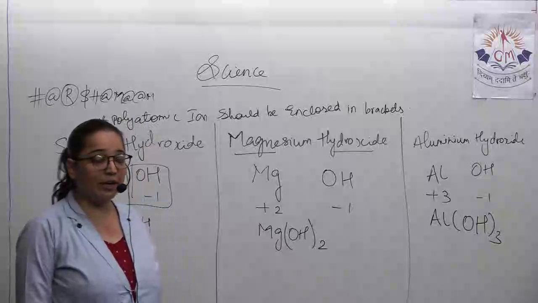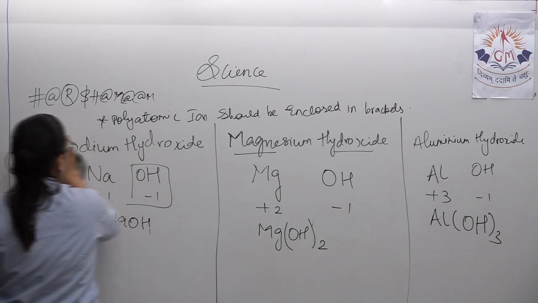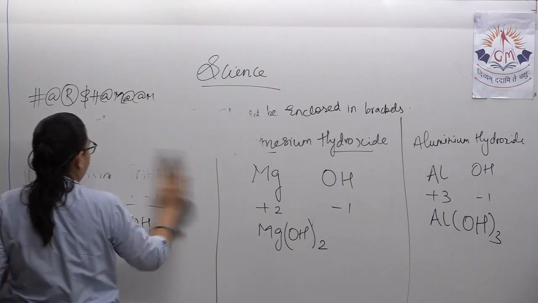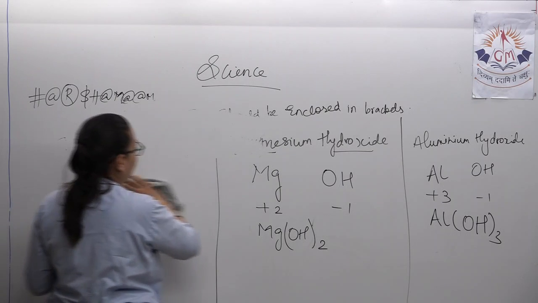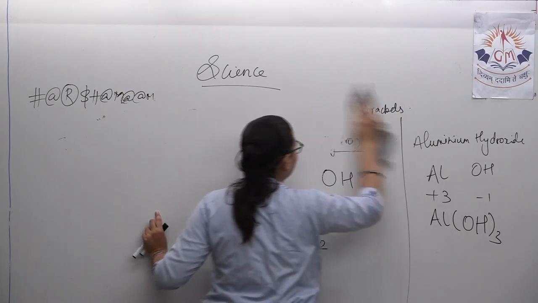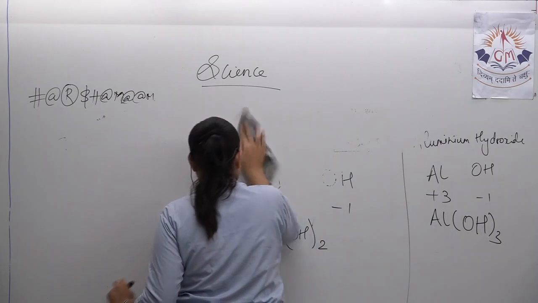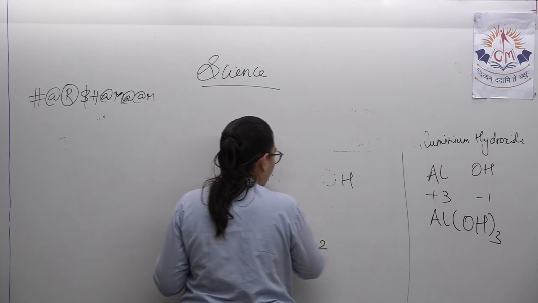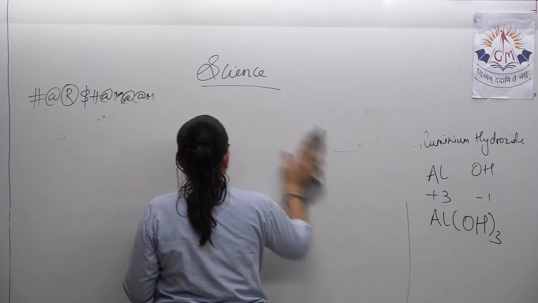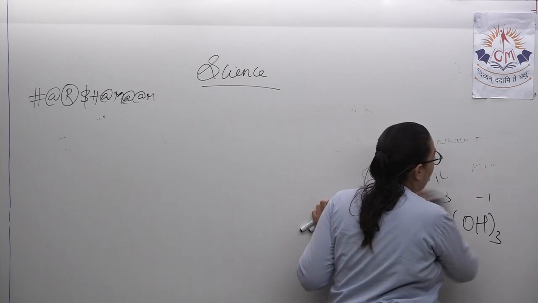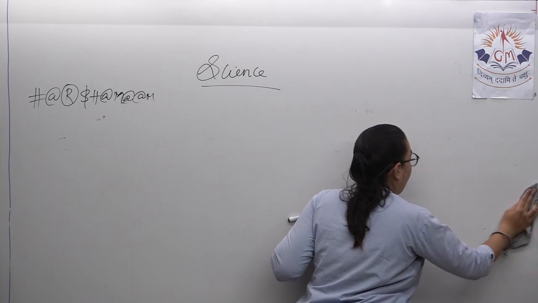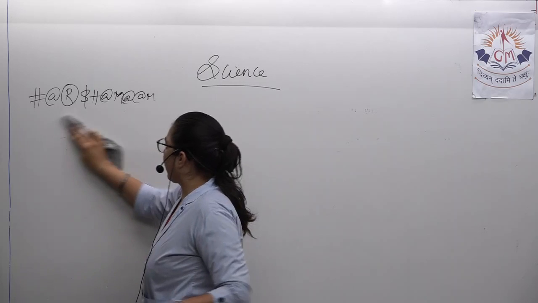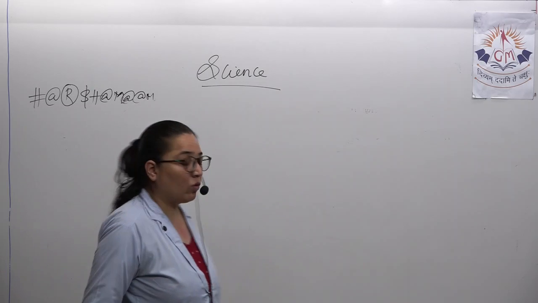I hope that you have noted, and now we are going to move further. This same concept, polyatomic ion, I'm going to teach you with the variable valency. That is iron oxide. Generally, this is what creates problems, for those particular elements that are having variable valencies.